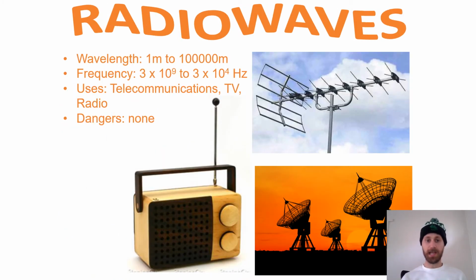So we start with the biggest of waves, which are the radio waves. They can be about a meter in length or thousands of meters long. We use them for things like telecommunications, TVs, radios. Obviously, they're called radio waves. Because they're so big, they're very safe. They're the safest of waves just because they are so large.